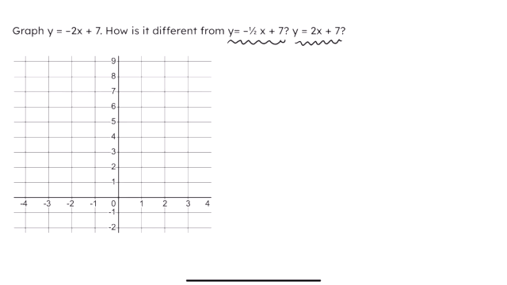The first thing we want to do is identify the slope and the y-intercept. To do that, I'm going to rewrite it a little bit bigger. So we can see that our slope is going to be that number before x, -2, and our y-intercept is going to be that last number, the constant, or the number without a variable, plus 7.